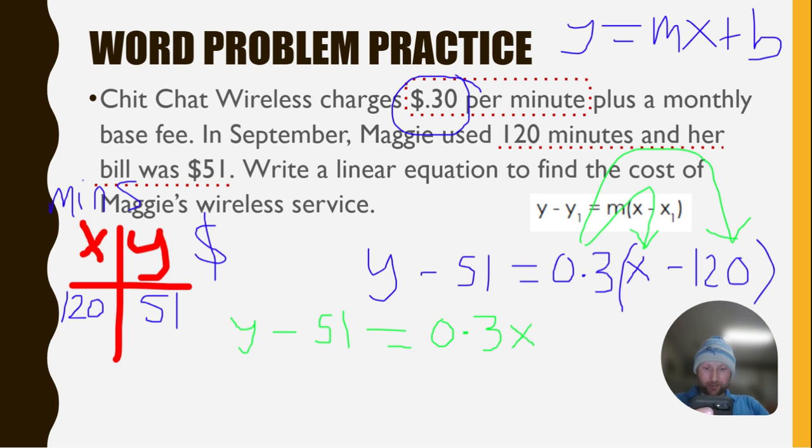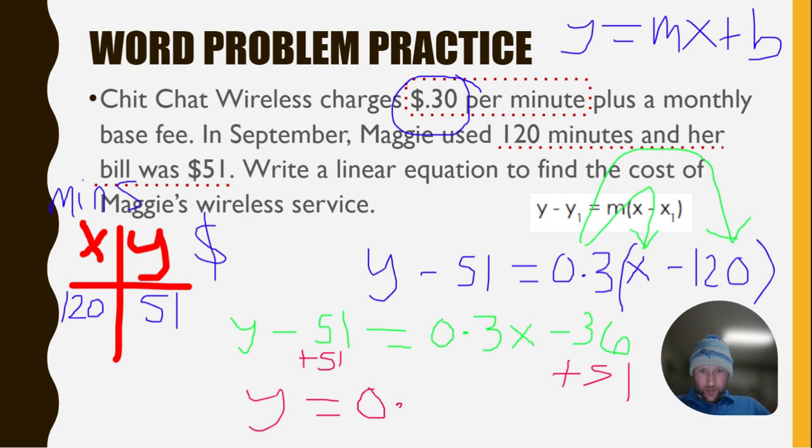See, I don't know what that is in my head right now. 0.3 times 120, but of course it's negative. So that's going to be minus 36. Man, if you could do that in your head, you are cool. All right, so let's keep going. So I want to add 51 to both sides, try to get it to say y equals, okay? So we have y equals 0.3x minus 36 plus 51. So we're going to have plus 15.